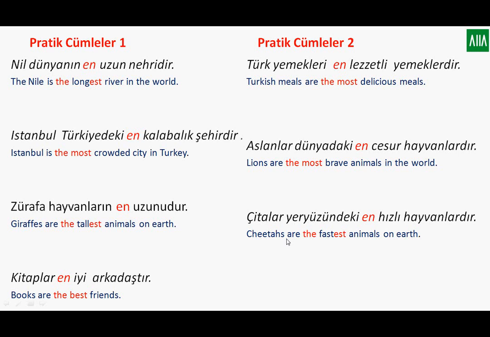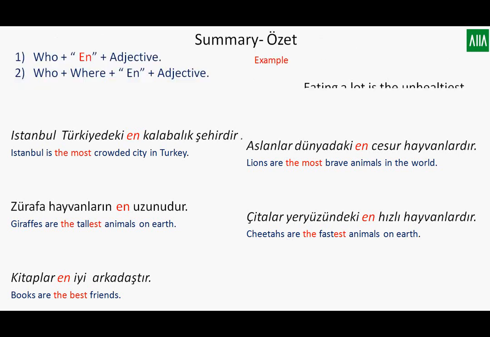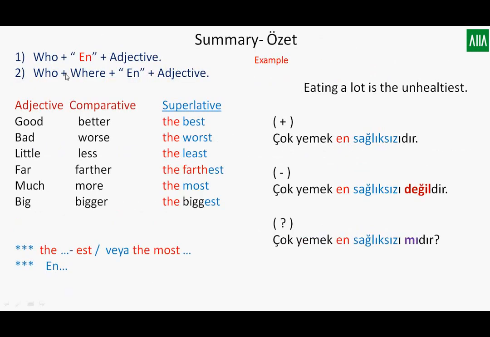I hope it's really helpful for this lesson before I go to the summary part. As I said in the beginning of this lesson, there are two ways of making superlative sentences in Turkish. You can start with who, and after that en, which is a superlative word, and after that the adjective. Or you can start with who, after that where, which is important for long sentences, then the superlative word, and after that the adjective. This is the Turkish formula to make superlative forms.